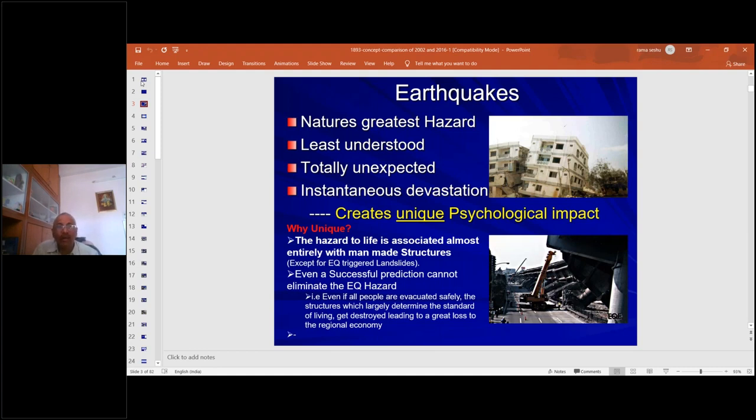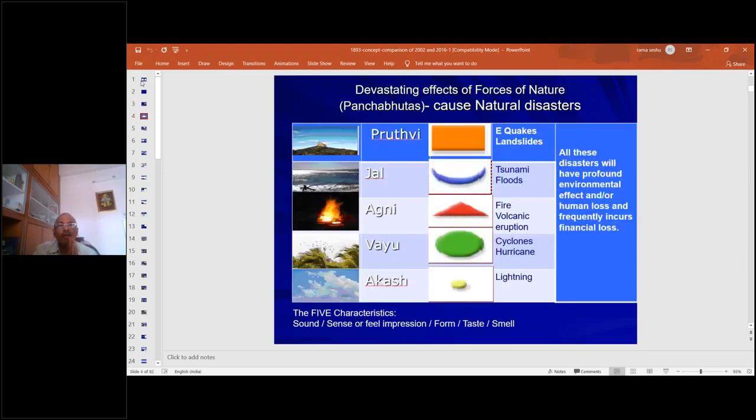Now you can ask whether prediction can eliminate this hazard. No. Even if a successful prediction of an earthquake is made, it cannot eliminate the earthquake hazard. Why? Suppose you are able to predict the earthquake for a particular area, and you say that at such and such time the earthquake is likely to come. Okay, the people can be evacuated safely, but what about the structures, which largely determine the standard of living? They get destroyed, leading to great loss to the regional economy. So that is why I say that a successful prediction cannot eliminate the earthquake hazard.